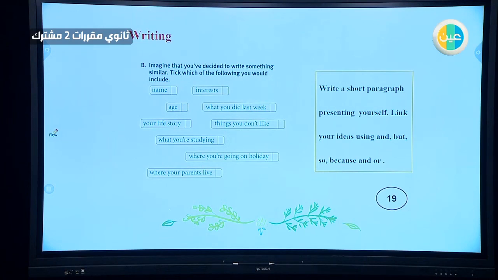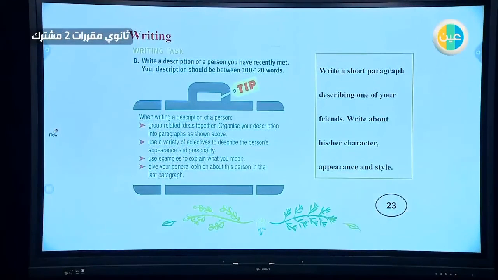In the module, this is what they ask you to do. There's another paragraph, but in this one, you are describing someone else. Here, you have to use certain adjectives. They want you to write a paragraph about, for example, their age, their character, their style, where you met them, and so on. Now, this is very important.